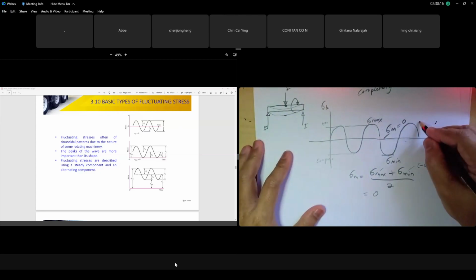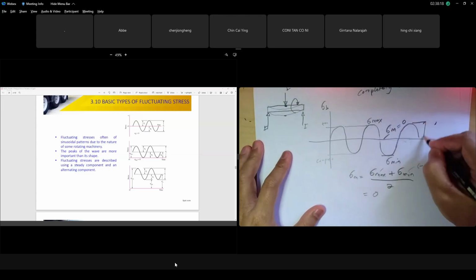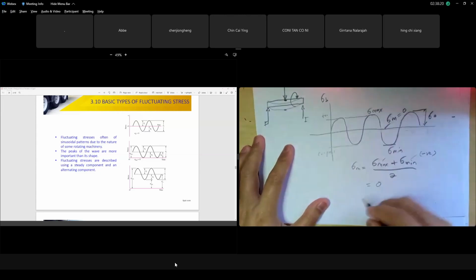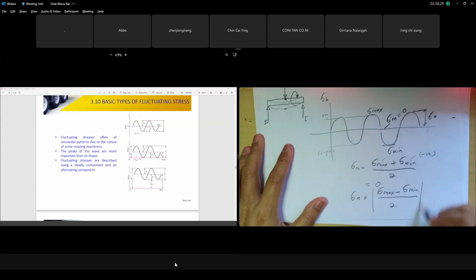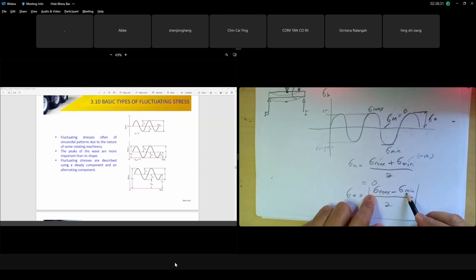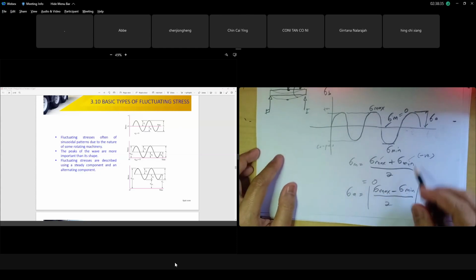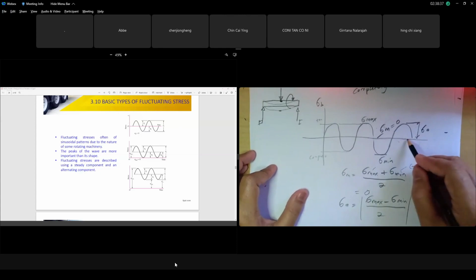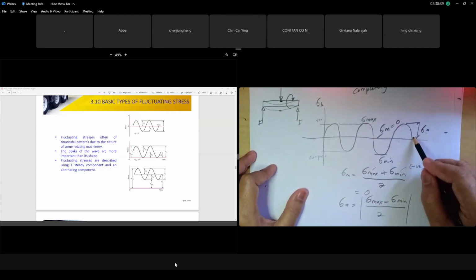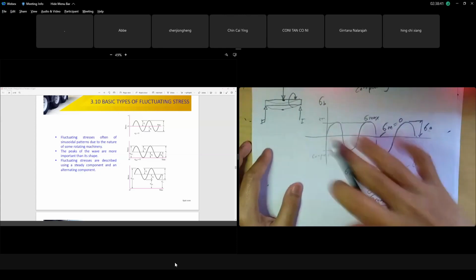What is sigma amplitude? Sigma amplitude is the distance from here to here. It is the magnitude of sigma max minus sigma min, divided by 2. Sigma max is the same and sigma min is negatively the same, so 2 times sigma max over 2 means that in this completely reversed case, sigma amplitude is equal to sigma max. Clear, class?